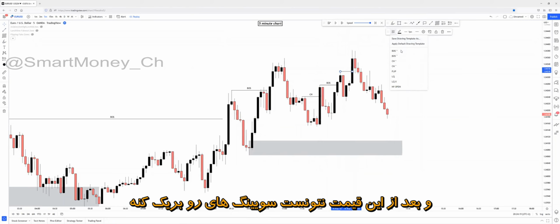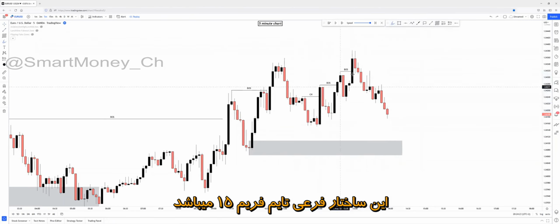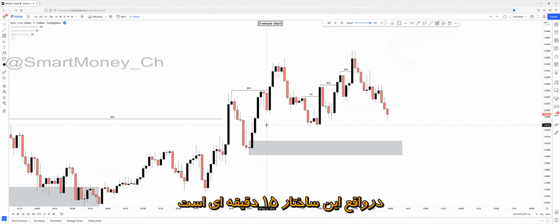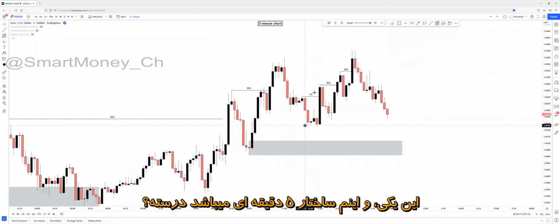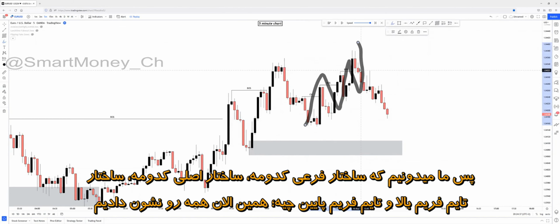And after this, price could not break the swing high. This is the 5-minute structure, right? This is the substructure of the 15-minute chart. Basically, this is the 15-minute chart. This is the 15-minute structure, this one, and this is the 5-minute structure, right? But we already talked about this in the webinars, talked about this in the video course. So we already know what substructure is, what the real structure is, what the higher time frame and the lower time frame structure are. We just map it out.